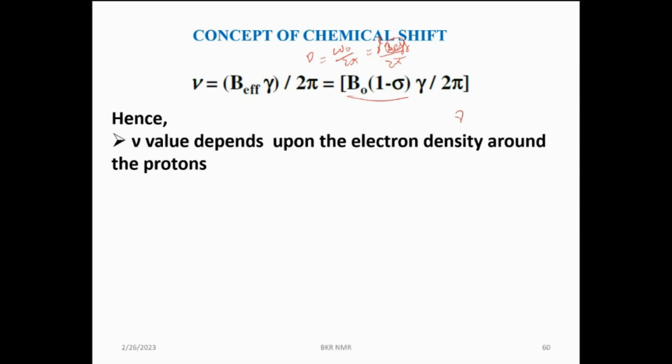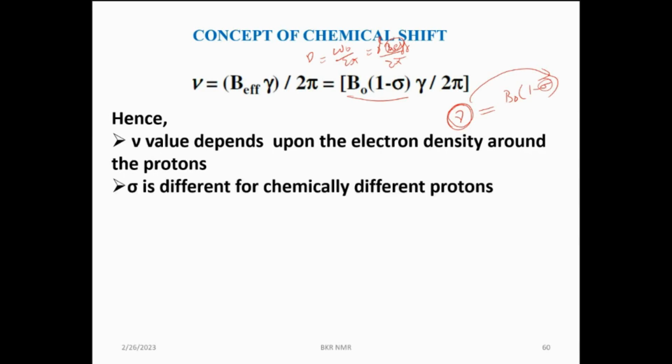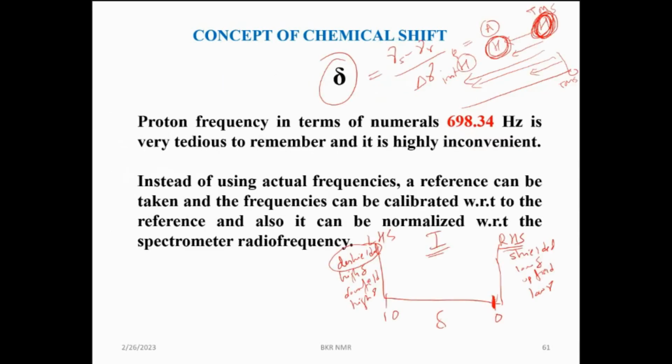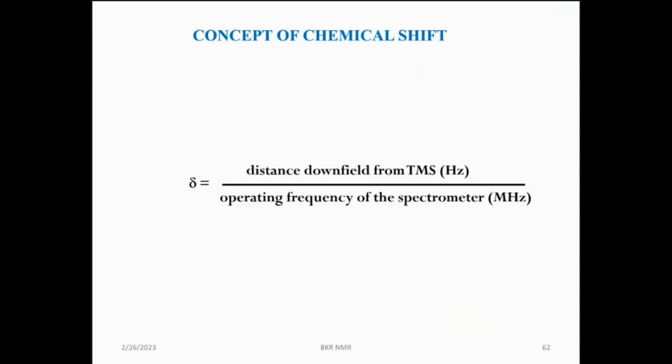So now you can see nu is equal to gamma B0 by 2 pi into 1 minus sigma. All the others are constant, so sigma comes after a negative sign. So the nu value, how much radio frequency I'm going to give, depends upon the electrons surrounding me. That is very important. NMR is able to be studied only because of this electron density. Sigma is different for chemically different protons, so the resonance frequency will be different for chemically different protons. That is where you bring the value known as delta. Delta is the distance downfield from TMS divided by the operating frequency of the spectrometer.